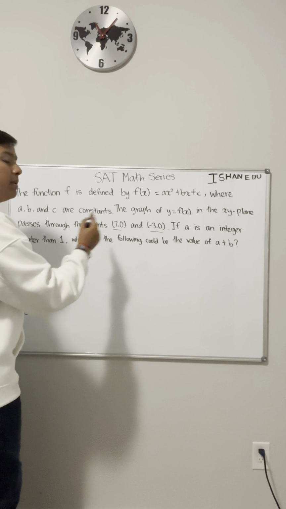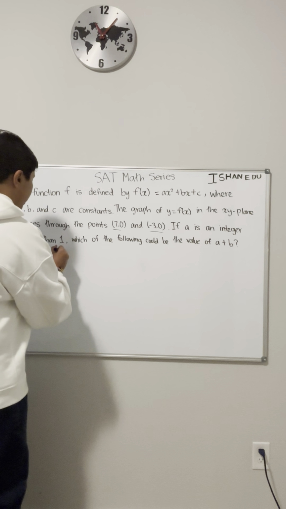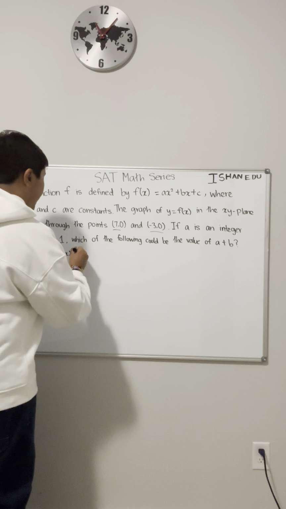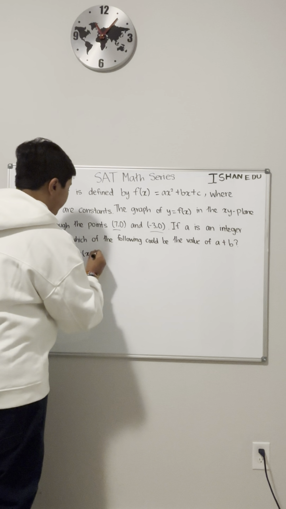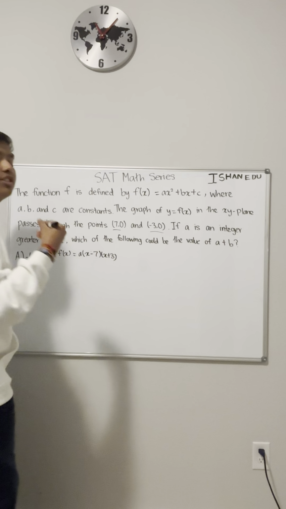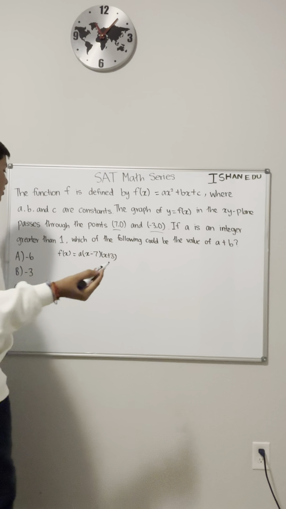Because these two happen to be x-intercepts, which are roots of the original function, we can actually write the function as f of x equals a, because that's our main coefficient, times (x minus 7) and (x plus 3), because these are our given roots, or solutions, to the function, right? So we have to switch the signs whenever we put them into function format.